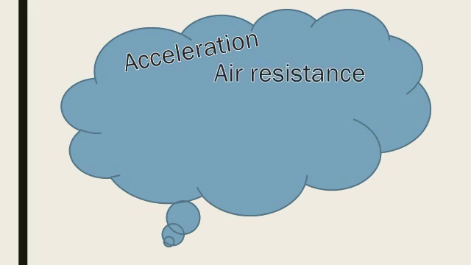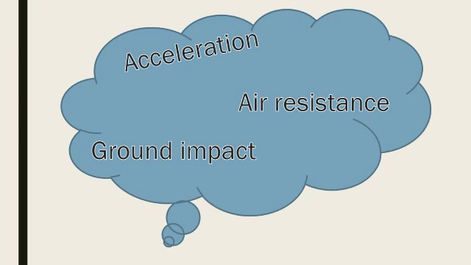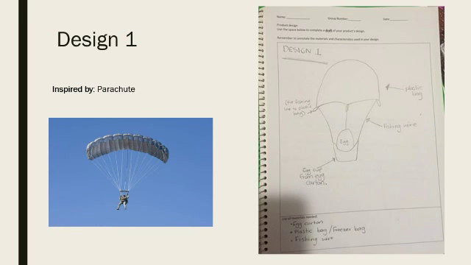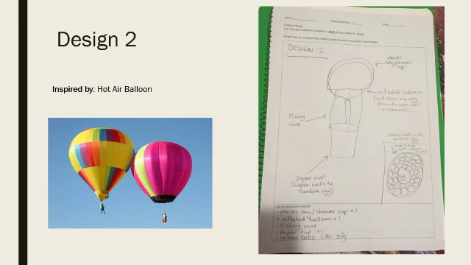Okay, so let's move on to our design, which was the second stage of our project. When we were designing, we had to consider 3 factors, so the acceleration, air resistance, and ground impact. This was our first design, inspired by a parachute. We've labelled the design with key materials in this photo, and we'll go into detail with them later. This was our second design, and it was inspired by the hot air balloon. This was an improvement from our first design due to the results we got from our test, and we'll explain that again later.